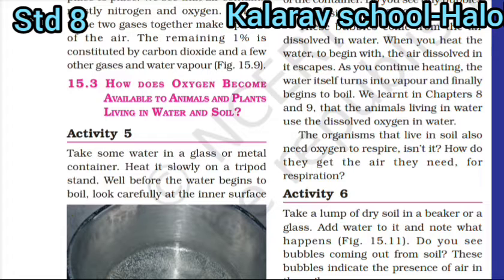We learned in chapters 8 and 9 that the animals living in the water use the dissolved oxygen in water. The organisms that live in soil need oxygen to respire, isn't it? How do they get the air they need for respiration?